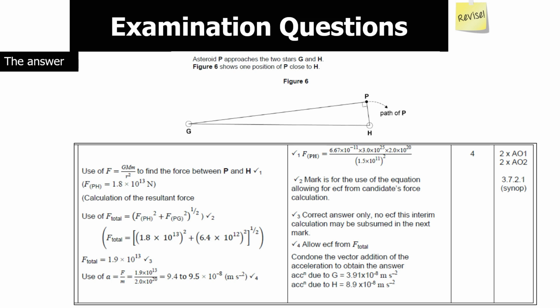As a result we can work out the total by using a bit of Pythagoras, saying that the total is F_PH squared plus F_PG squared, all square rooted. So we square both values, add them and square root them to get the total value of F to be 1.9 times 10 to the 13. At that point we know the masses and we know the force, so acceleration is the overall force divided by the mass. We divide 1.9 times 10 to the 13 by the mass, which is 2 times 10 to the 20, to get our answer of 9.4 or 9.5 times 10 to the minus 8 meters per second squared.